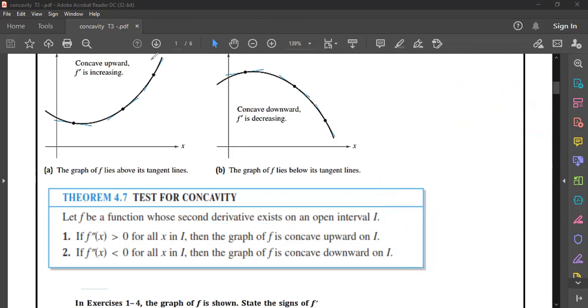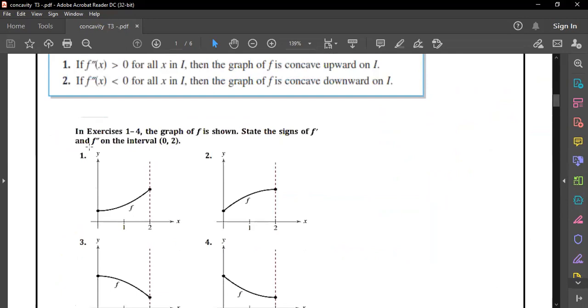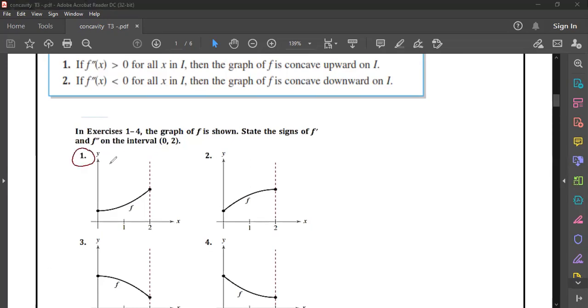Okay, I'll solve with you the following exercise, only parts 1 and 4, and you will solve numbers 2 and 3 as homework. That is number 1, that is number 4. What is the head of the question? You have to read the head of the question well to understand the request and how to solve your problem. State the sign of the first derivative and the sign of the second derivative on this interval for the given function.